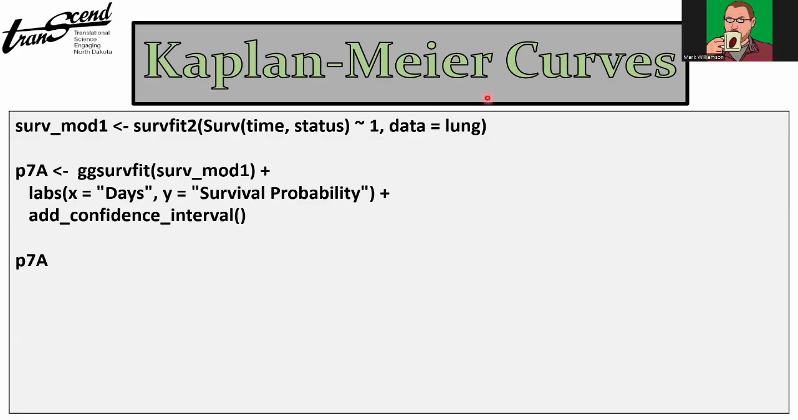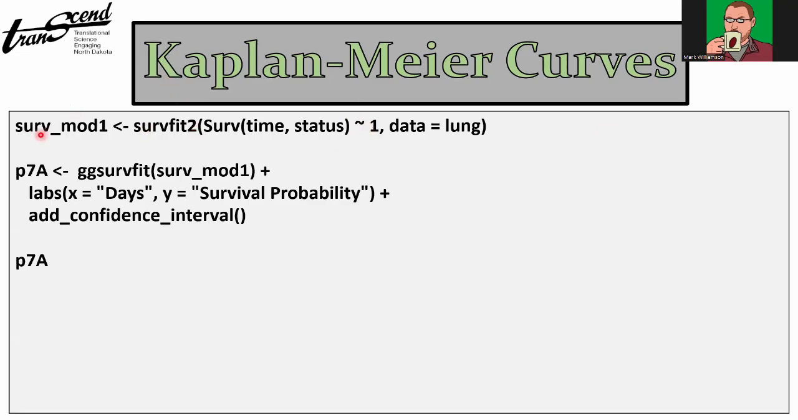We're going to use the lung data set, looking at survival with lung cancer. What we need to do is make an object called survival model. You need to use the survfit2 function with another function inside it, the Surv function, which is going to take two arguments: a time variable, and then a status variable, whatever it's called in the data set. In the lung data set, it's time and status. And then I'm just looking at overall, so I'm going to have a tilde and then 1. That just says overall.